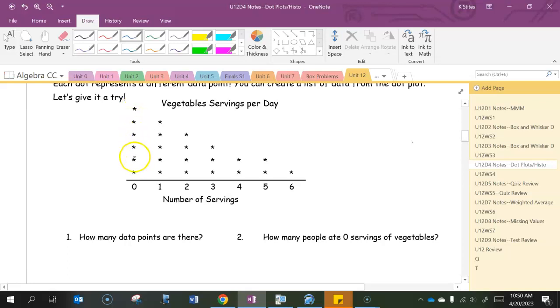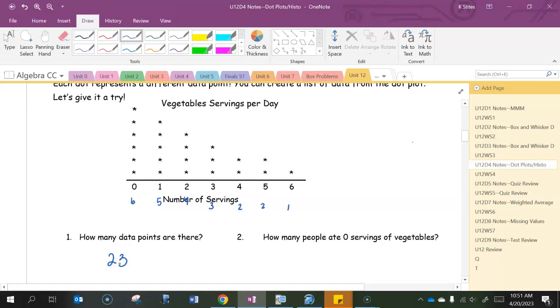1, 2, 3, 4, 5, 6. So this is 6. 1, 2, 3, 4, 5. 5. 1, 2, 3, 4. This is 3. This is 2, 2, and 1. Okay, so there are 11 plus 4 is 15, 18, 19, 20, 21, 22, 23 data points. Okay, that's how many stars there are.